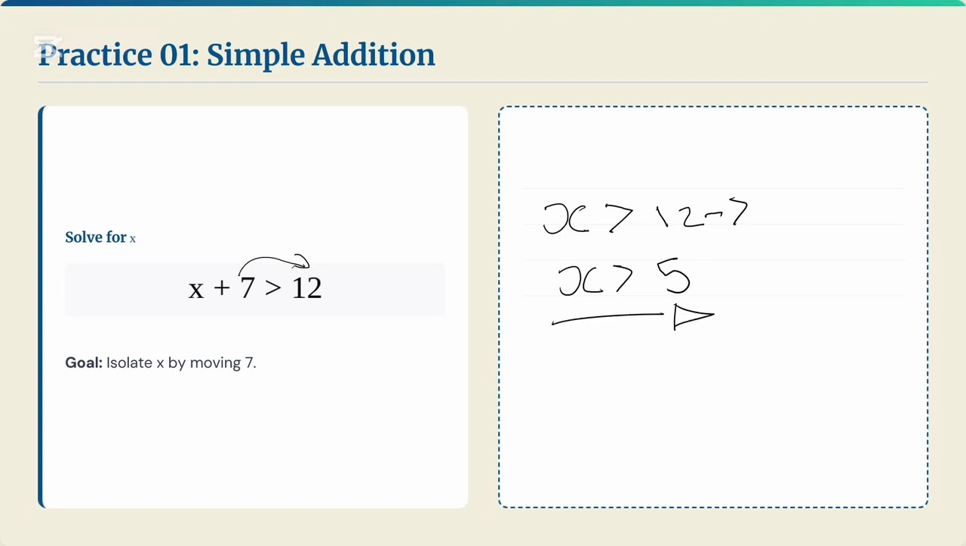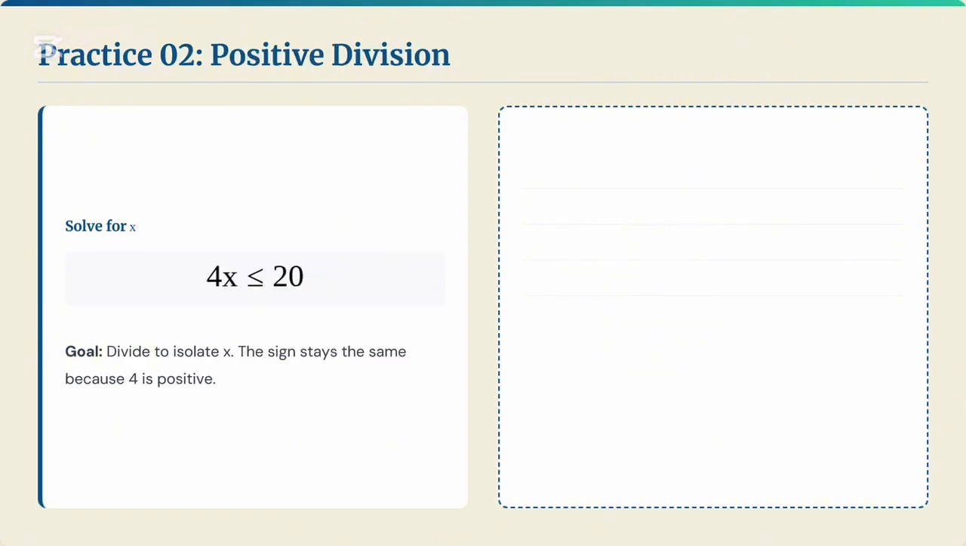In interval notation, we would write parentheses, 5 to infinity. So this is basically just the gist of it. It's very, very simple, nothing to this example.